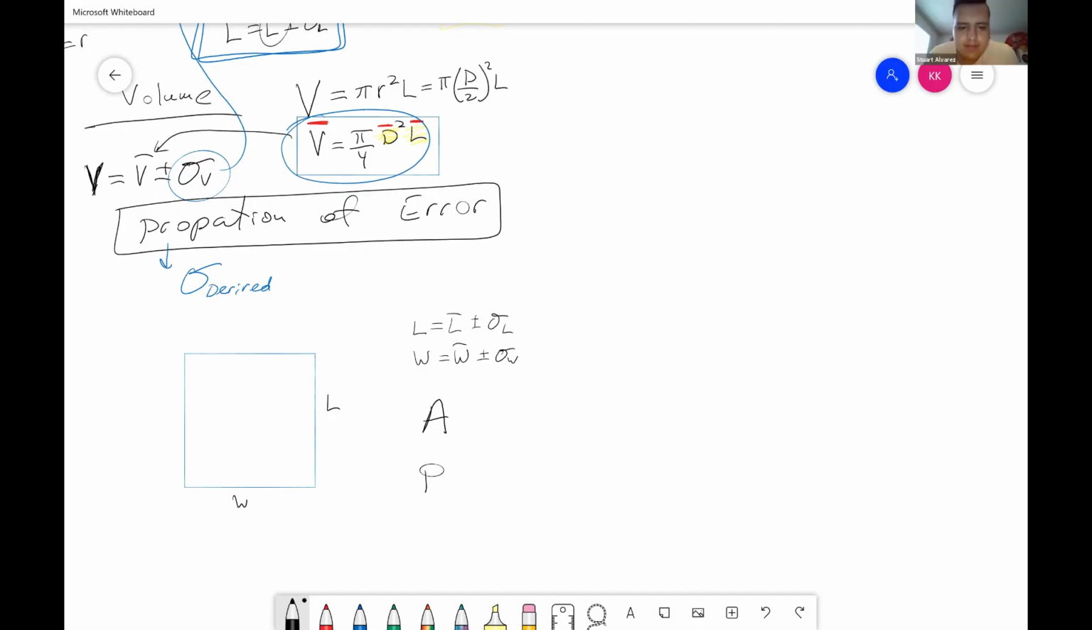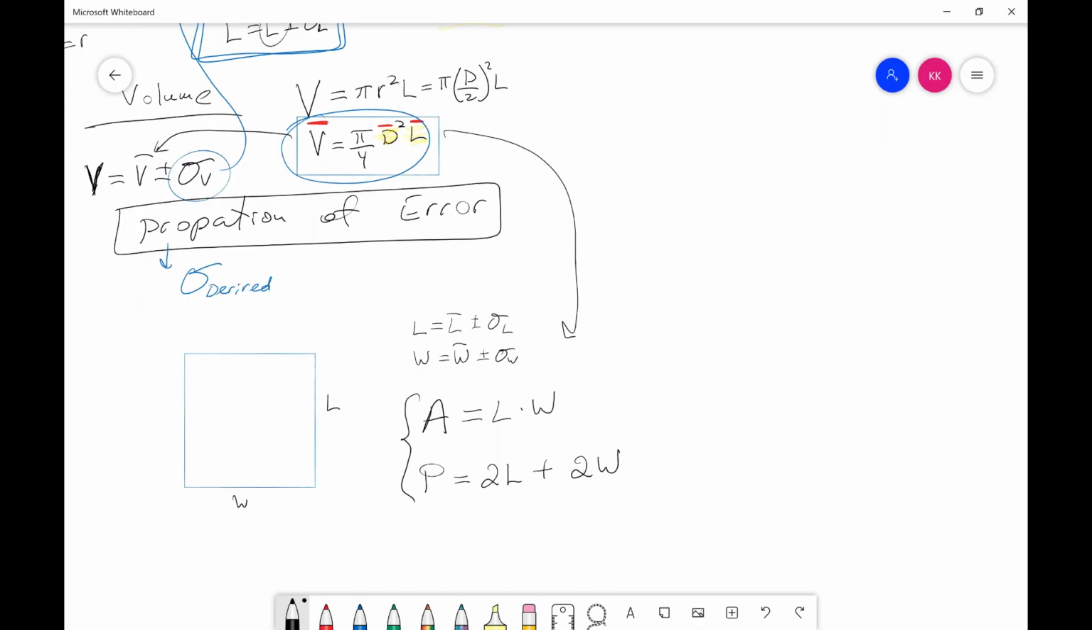Area is length times width, and the perimeter, we just measure the sides and add them up. Again, but you're not measuring it, right? You're deriving it. The area is length times width. Perimeter is 2 times length plus 2 times width. You're not really measuring perimeter, you're just calculating it. So that means it's a derived quantity. Those two things are derived quantities, just like the volume.